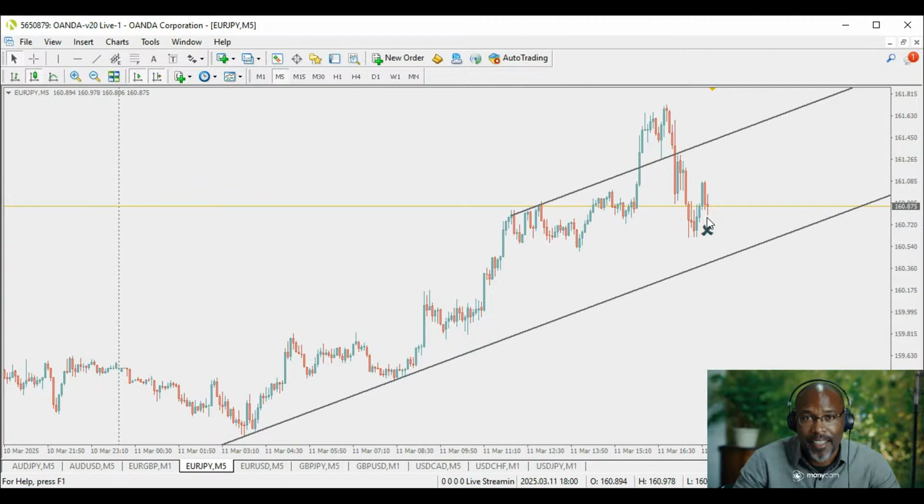The euro dollar US dollar has turned north, but will it continue? The 60-minute trend is not very strong. The 2-hour trend is showing borderline strength.